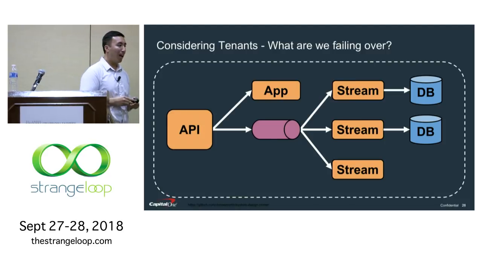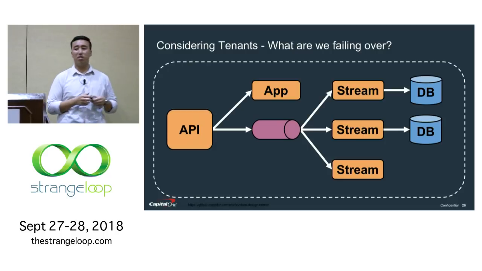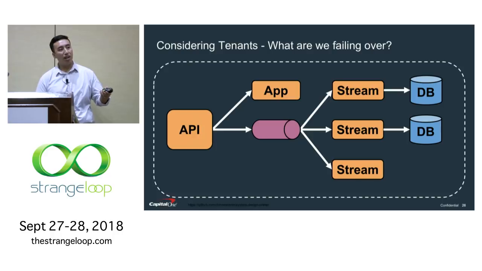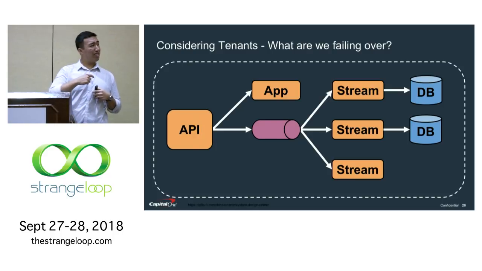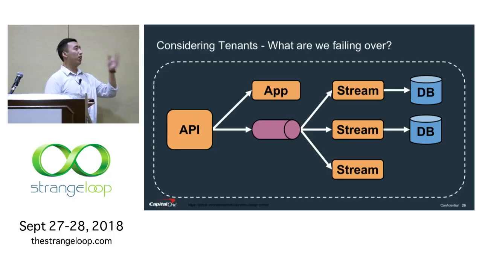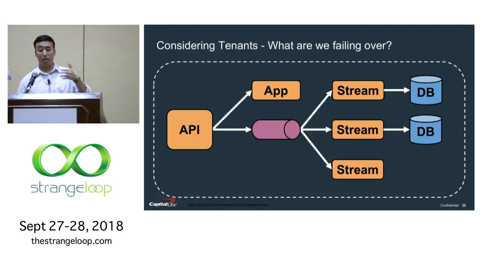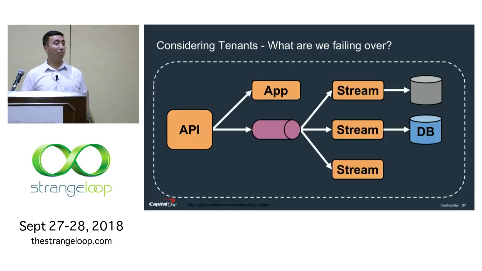So what happens when we do failover? We have, in this scenario, an API that takes in traffic, and it makes a request to an app, and it sends a message to a topic, Kafka, if you will. We have multiple streams reading from that topic, and those streams are doing something to a database. Maybe they're updating, maybe they're writing, maybe they're deleting. What happens when one of your databases fails?